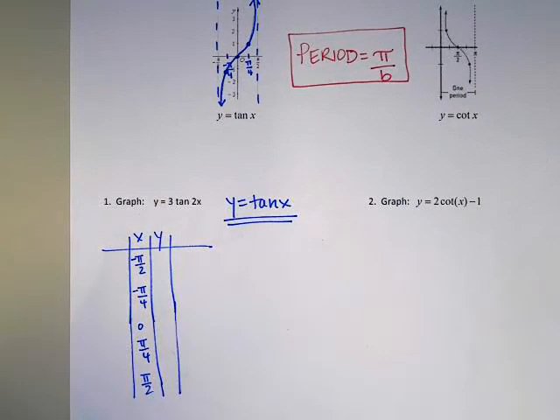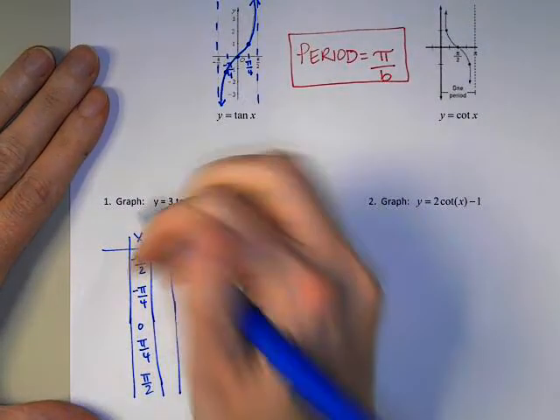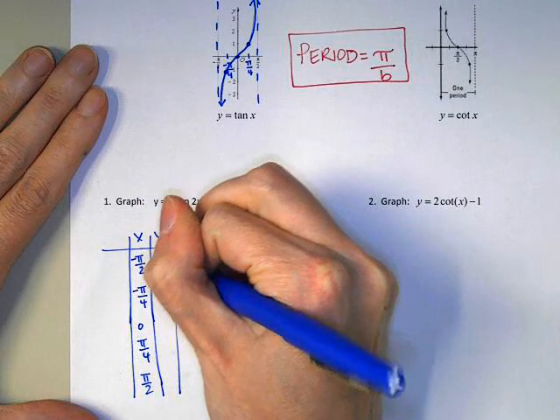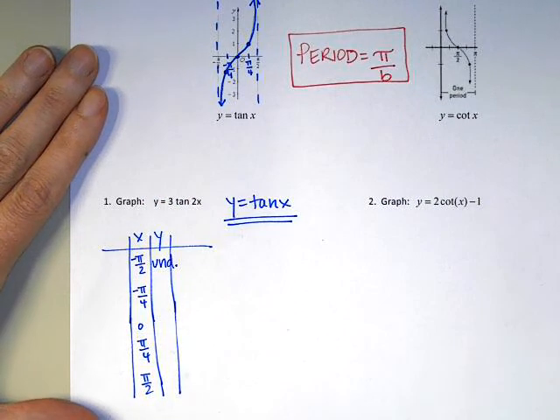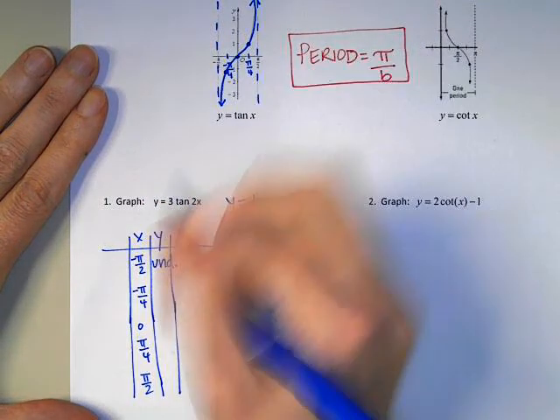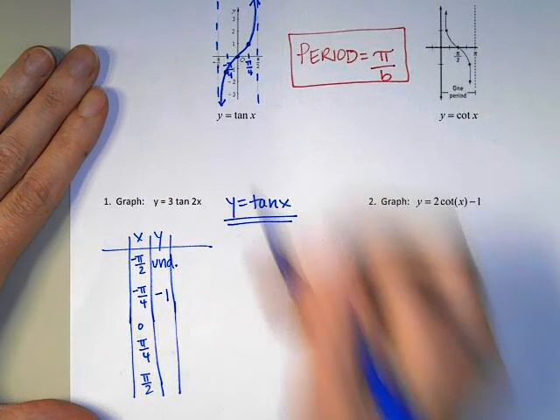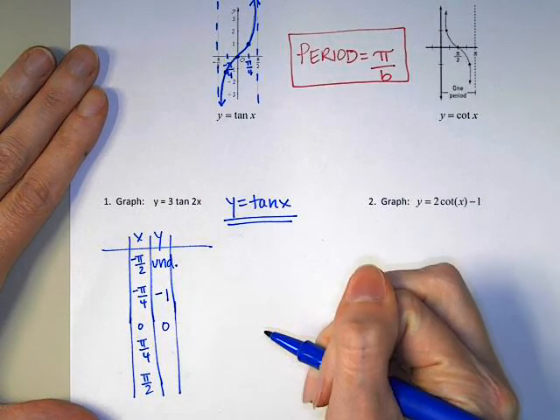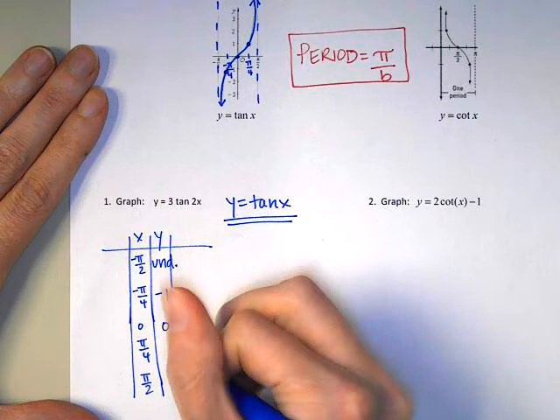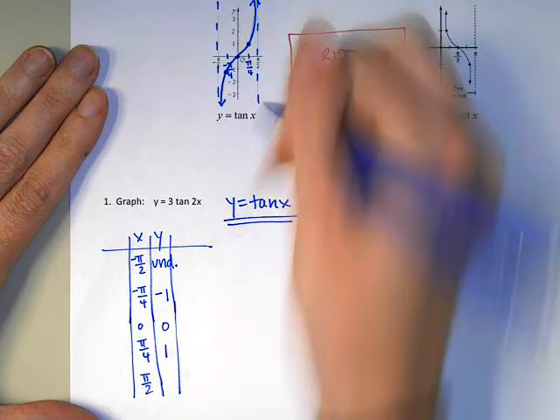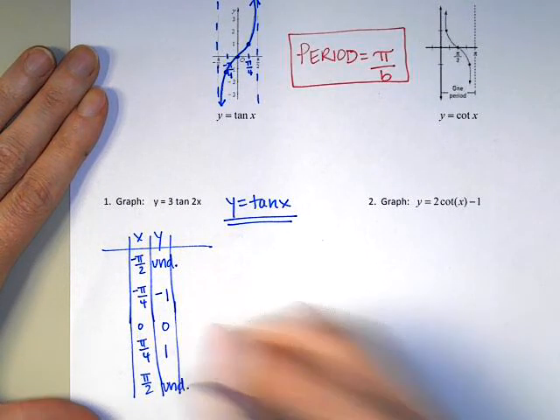Those are going to be my 5 key points. And then the y's, let's see, well, at negative pi over 2, it's undefined because it's an asymptote. At negative pi over 4, tan is negative 1. At 0, tan is 0. At pi over 4, tan is 1. And at pi over 2, it's an asymptote, so again, undefined.